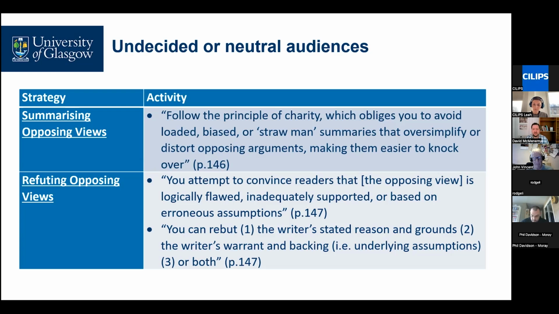So again, it's an easy mistake to make. If you make simplistic arguments against a case, then people can see that for what it is. In terms of refuting opposing views, you attempt to convince readers that the opposing view is logically flawed, inadequately supported, or based on erroneous assumptions. You can rebut, firstly, the writer's stated reason and grounds, and two, the writer's warrant and backing. What that means, in ordinary language, is the underlying assumptions that they're putting forward.